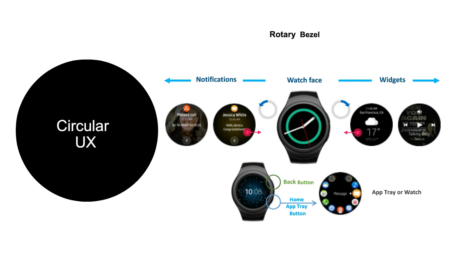And also there are two buttons in the watch. The bottom button is called the home button. When you click the home button, you'll be able to see the app tray. That's where all the full-fledged applications reside. You can browse over it and click on it to open any application. And the top button is the back button. It just takes you back to the previous page from your current page. So this is the basic functionality of how to use the Gear S2 watch.